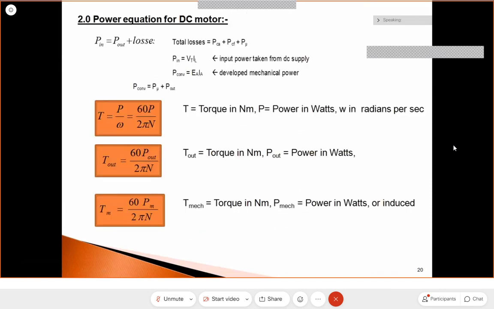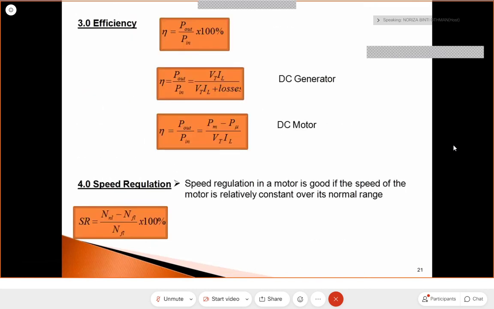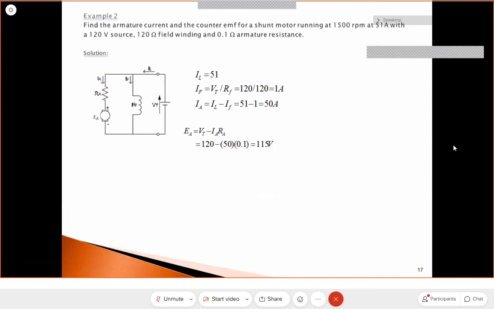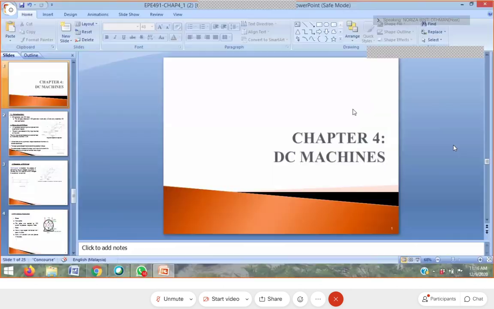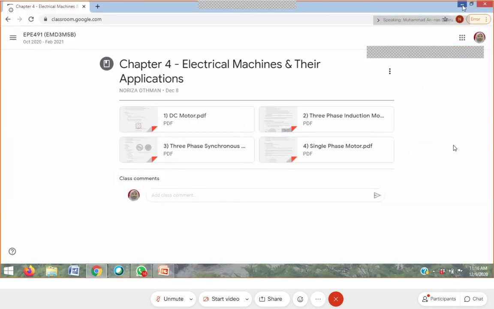Ni power flow eh. Okay. Boleh eh. Any question so far untuk DC? Boleh, madam. Boleh. Macam ni.